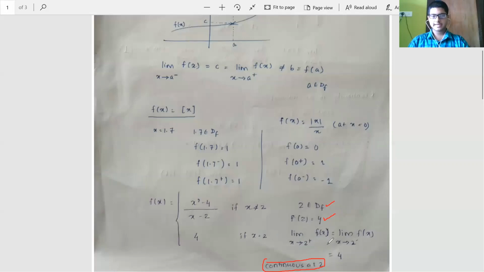And how to find this LHL and RHL? We have clearly studied this kind of examples in the limits chapter. So this is going to be limit x tends to 2 plus f of x. How to do? Just factorize this thing. It is going to be x plus 2 after factorization. Mind the handwriting a bit. This is x plus 2. So 2 minus 2 plus, it doesn't matter. It is going to be 4. So LHL equal to RHL equal to 4. And also the value of the function at that point, f of 2, is equal to 4. Fine. Let's move ahead.